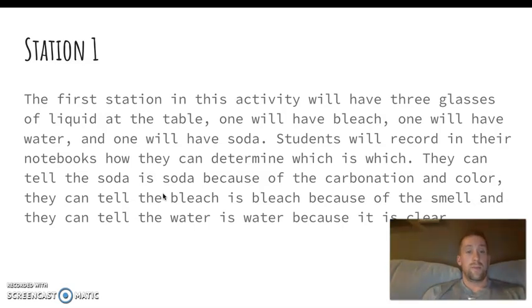And then they would be able to tell the difference between the bleach and the water based on smell, and the water is different than the soda because it's clear. So these are some physical properties that they would need to look at in order to determine which liquid is which.